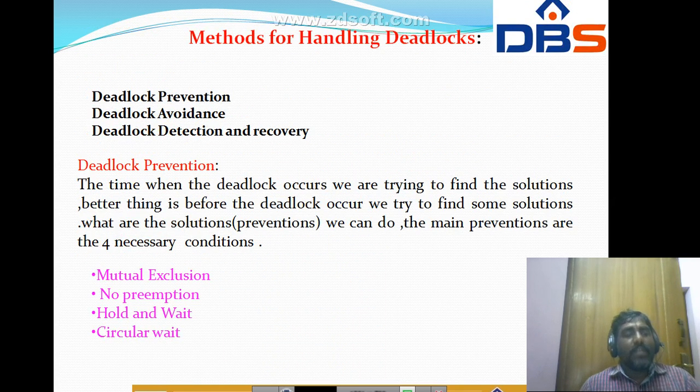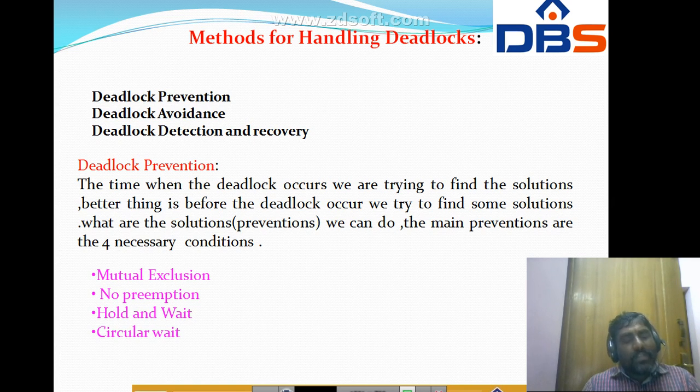Next, we are going to talk about some differences between deadlock and starvation. We have studied starvation in previous classes. Deadlock is a situation where no process proceeds because all are blocked. Starvation is a situation where the low priority process gets blocked and the high priority process proceeds. Deadlock is infinite waiting, whereas starvation is long waiting but not infinite.